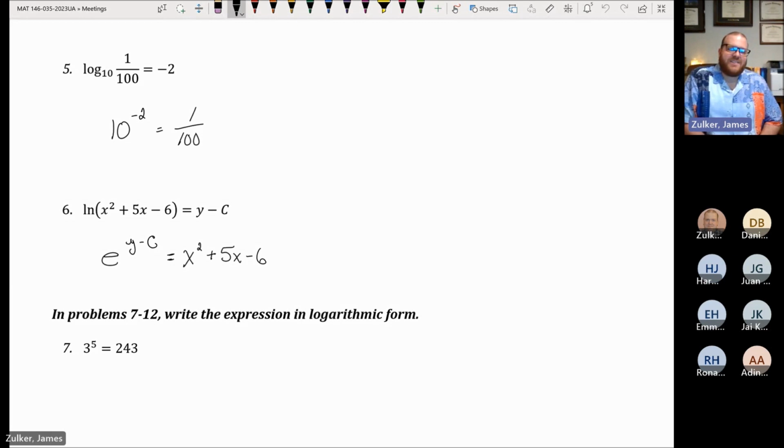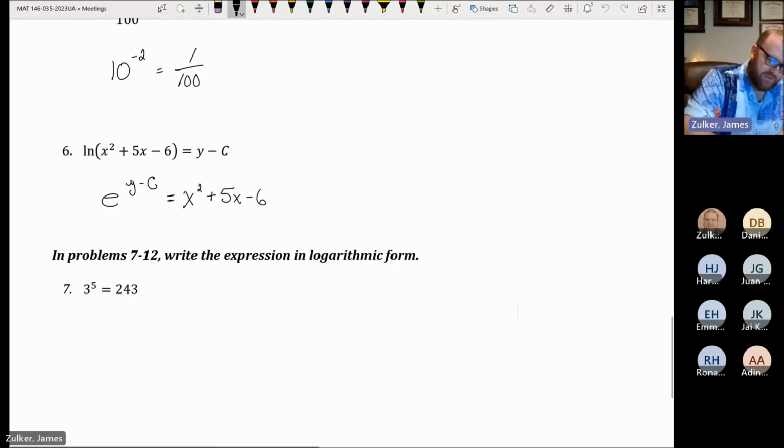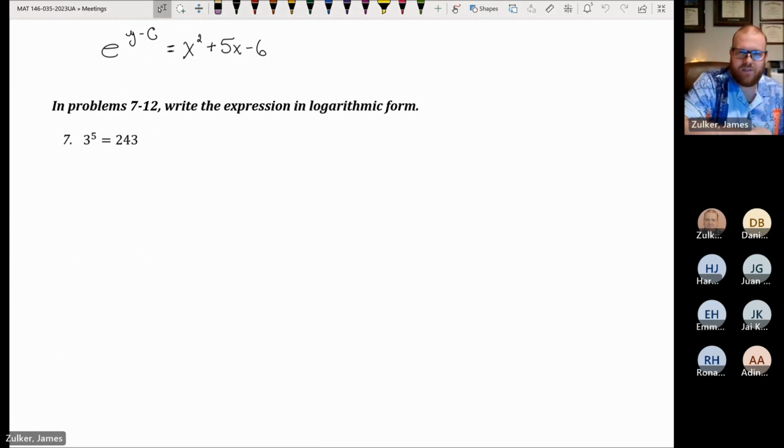For the next 6 problems, we will do the other way, right? So we're given an equation in logarithmic form, and we're asked to write it into exponential form.